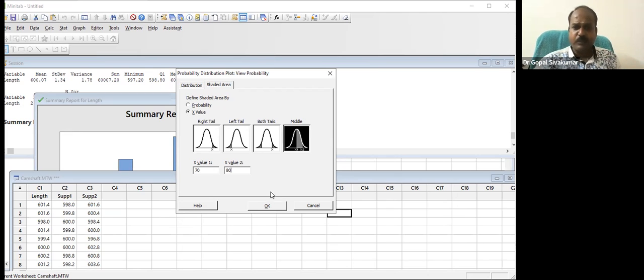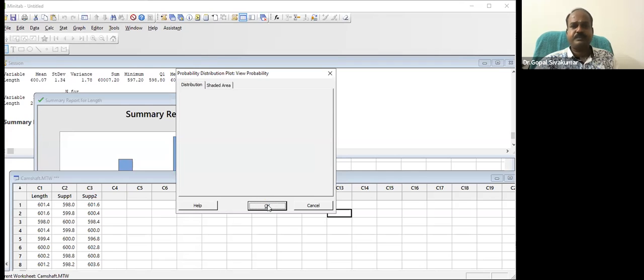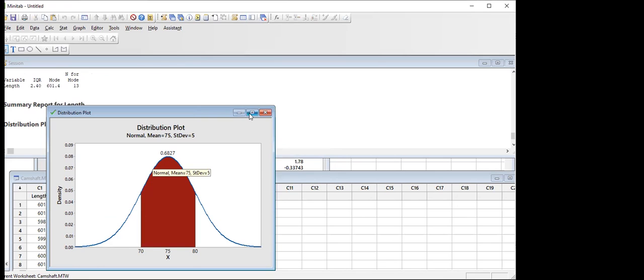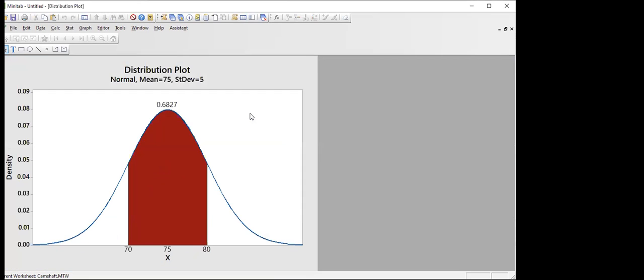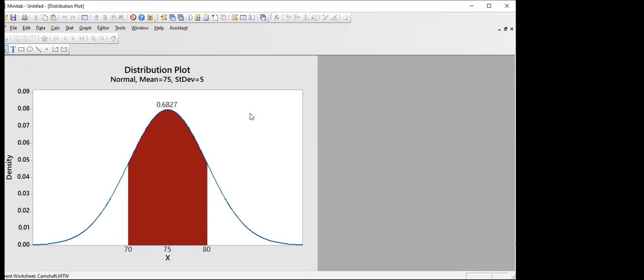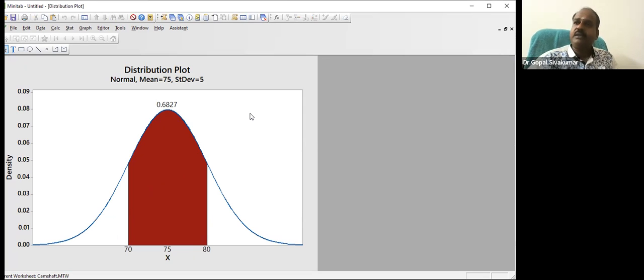Let us ask Minitab directly. I give OK. Can you see a number? One of you, can you read out the number? What is the probability? 0.6827. In percentage, 68.27% of the students have scored marks between 70 and 80. This will work in real time. Please understand, mark my words. This will work in real time.